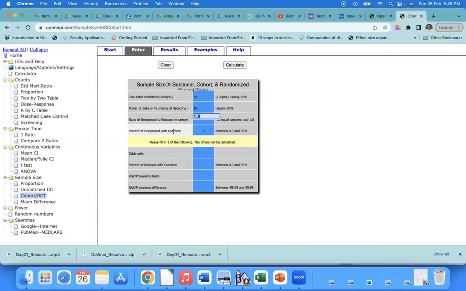Percentage of unexposed with outcome. Unexposed means maybe non-smoker. Non-smoker, only 5% got lung cancer. Okay. Development of lung cancer.